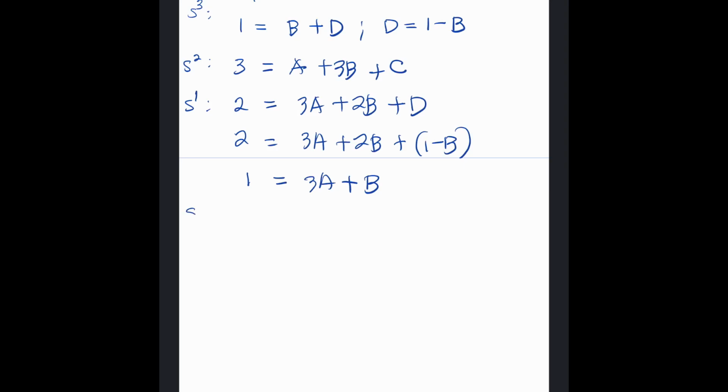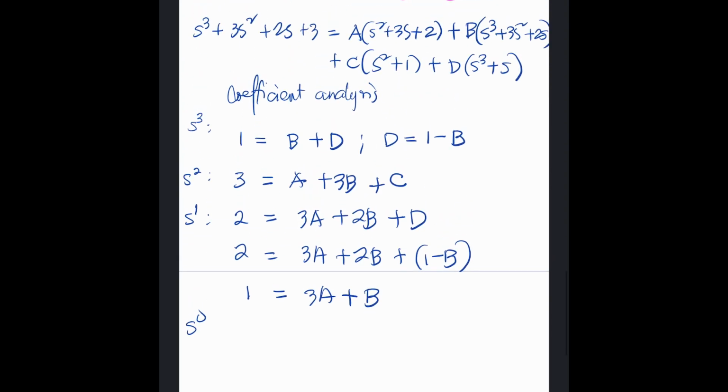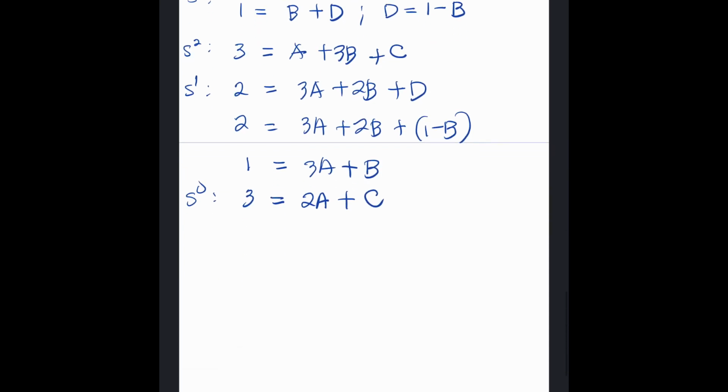S to the 0. Let's go back. Our constant is 3 at the left side. At the right side, it's 2a plus c. So here, we can write c equals 3 minus 2a. So from here, we can write an additional equation: 3 equals a plus 3b plus c. What is c? 3 minus 2a.